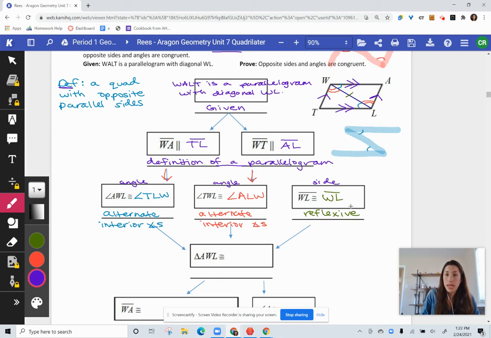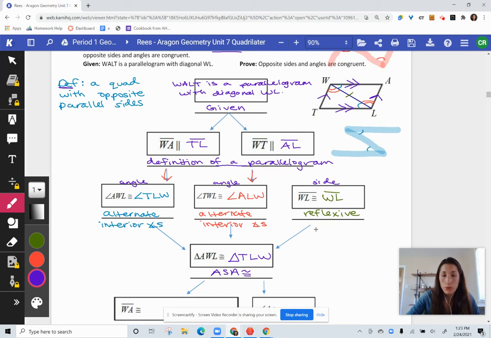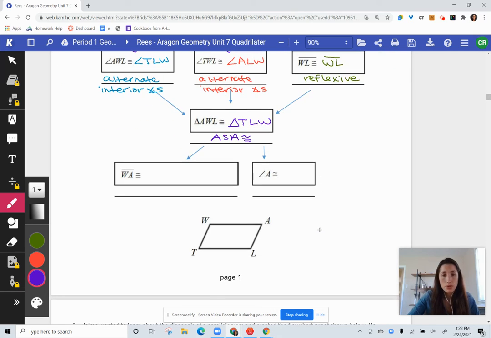And I could label that, we have triangle AWL, that would be triangle TLW. And that's because of the angle, side, angle property of congruency. Okay. And then for our last part here, what we were actually trying to prove, we weren't trying to prove that the triangles are congruent. That's not our end goal. Our end goal was to prove that the opposite sides and angles are congruent. That's one of the properties. So now that we know these triangles are congruent, I've got WA, that should be congruent to LT.